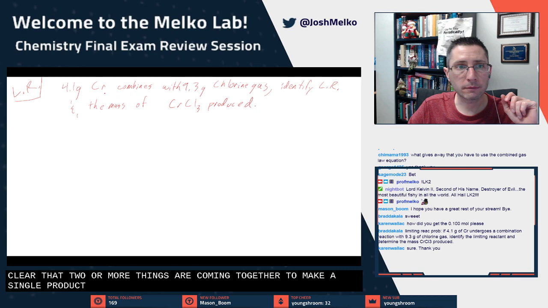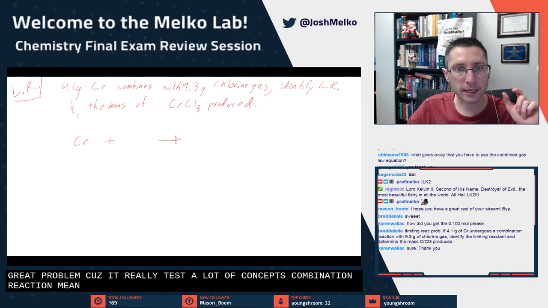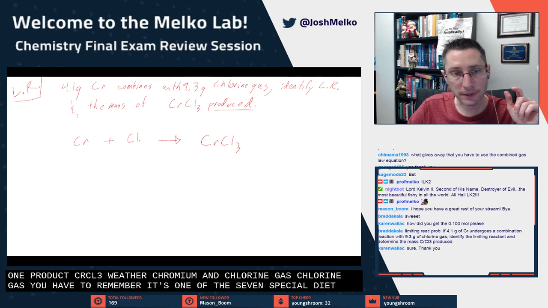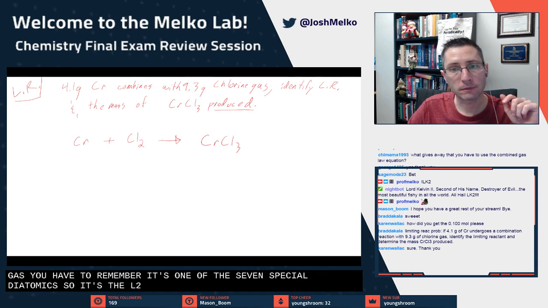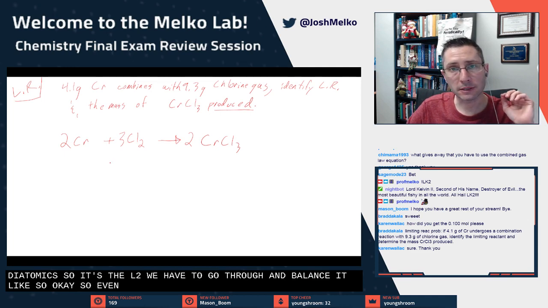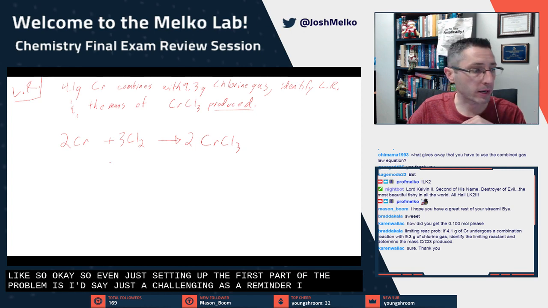Here we have chromium, Cr, combining with chlorine gas. All right, this is a great problem because it really tests a lot of concepts. Combination reaction means these two things are coming together to make one product. Here I'm telling you that's CrCl3 that's produced. What's coming together? Chromium and chlorine gas. Chlorine gas, you have to remember, is one of the 7 special diatomics, so it's Cl2. And now we have to go through and balance it like so. Even just setting up the first part of the problem is, I'd say, just as challenging as the remainder of the problem.